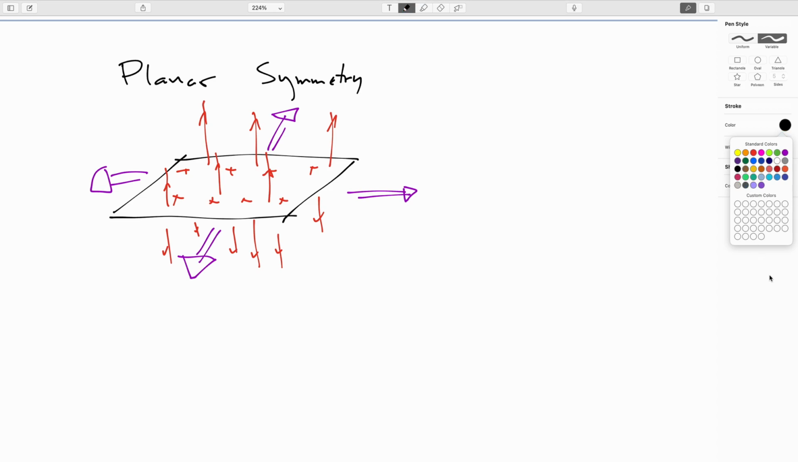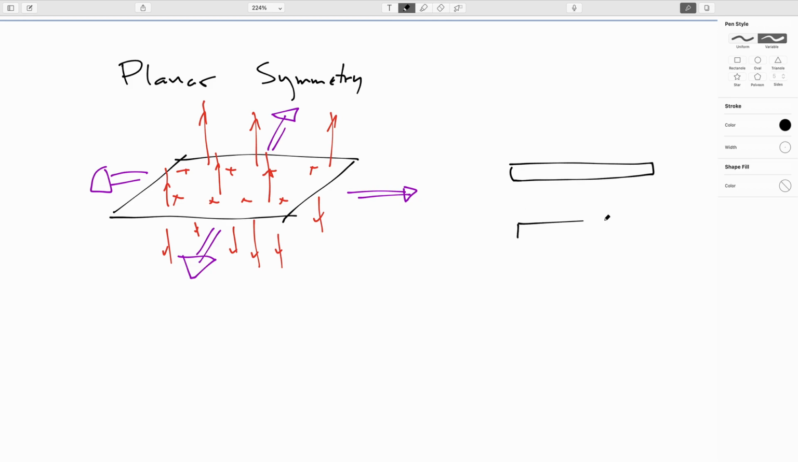A more complicated example would be, say, if you had a parallel plate capacitor. We would have two objects that respect planar symmetry. And then we could apply superposition to get that overall. We have to have an electric field that runs like this. And again, if these planes are basically infinite, we're done.